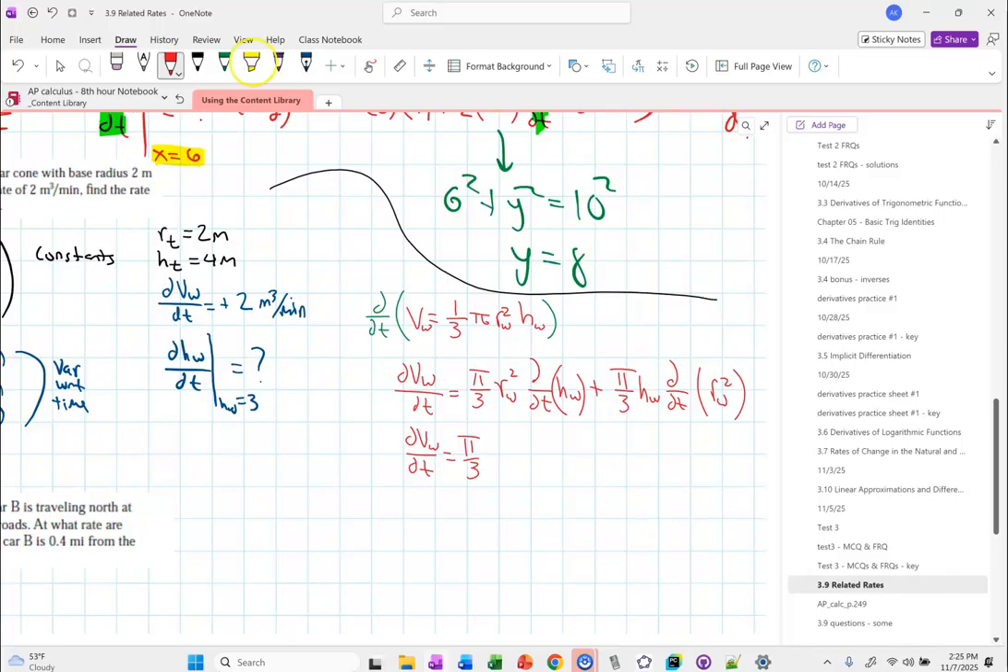All right. What's the derivative of HW with respect to time? DHW over dt. Very good. And how about the derivative of RW squared with respect to time? 2R, 2 DRW dt. Everybody's okay? All right, now what? Now it's time to plug in, right?